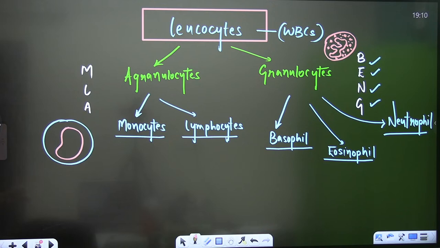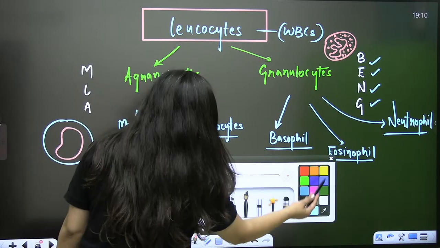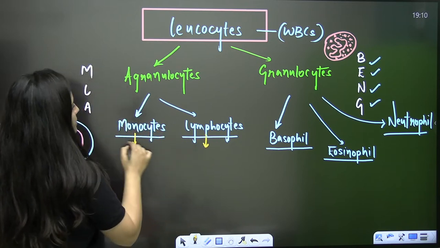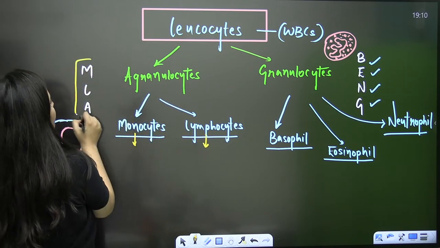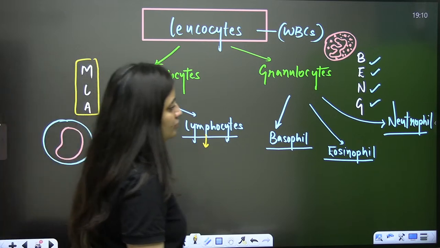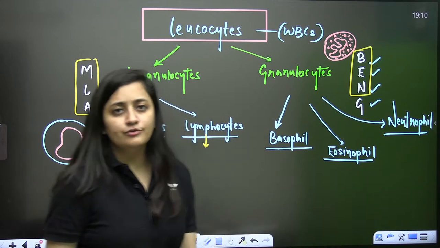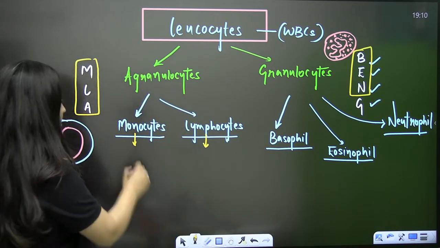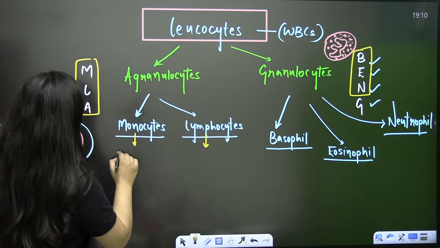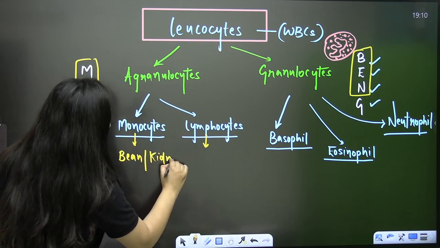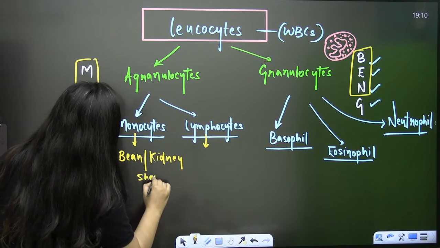Here, when you are talking about monocytes and lymphocytes, you even need to focus on the nucleus shape. We will draw a table here. First of all, remember that monocytes and lymphocytes are examples of agranulocytes, and basophil, eosinophil, neutrophils are examples of granulocytes. When you are talking about monocytes, the nucleus is bean or kidney shaped.